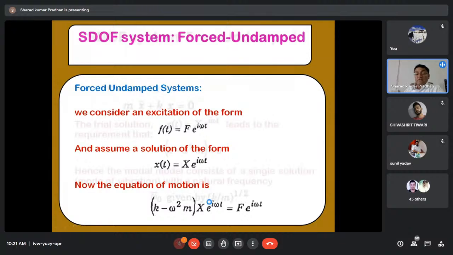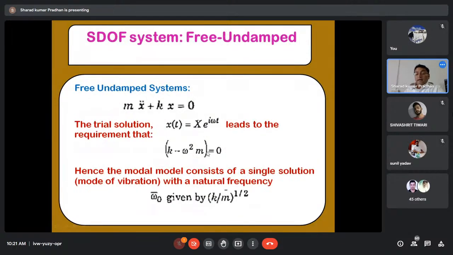If you look at the previous slide, here we are having x. So we are not saying that x is equal to 0. We are saying k minus omega square m is equal to 0. Because if we make x equal to 0, there will not be any vibration. So x will never be equal to 0, but k minus omega square m can be 0. And from that we calculated that omega square is equal to k by m, or omega is equal to under root k by m.